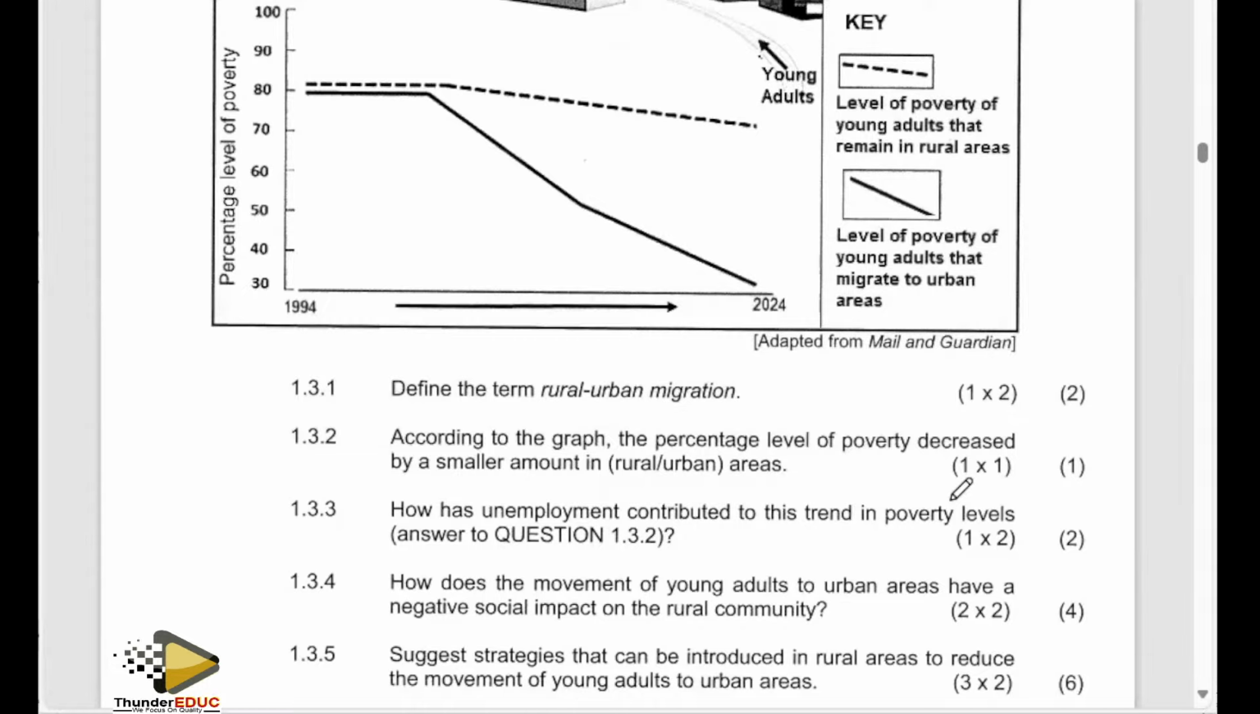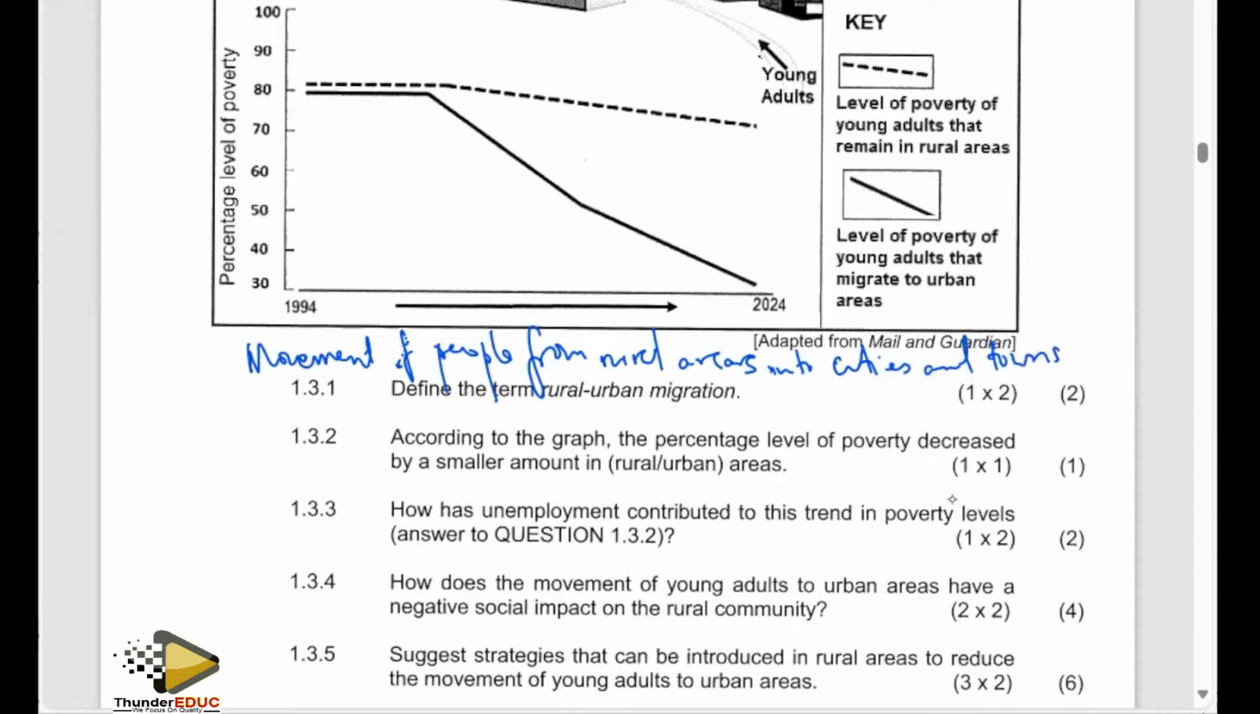You should define it in your own geographical sense as long as you are addressing the basic requirements of the concept. So basically, I would define it as refers to the movement because there is migration here. Migration, we know that is movement of people from the rural areas into cities and towns. That's basically the idea of rural-urban migration.